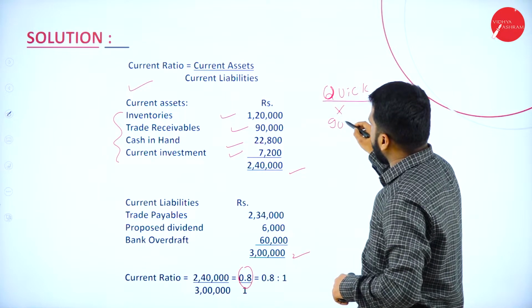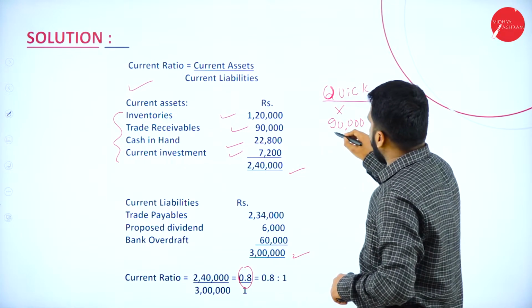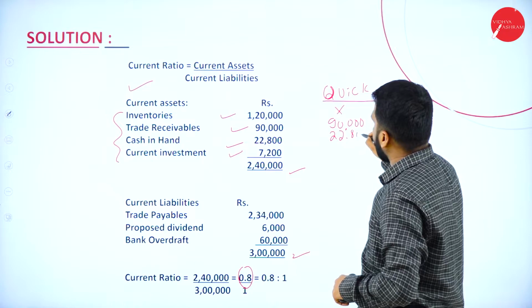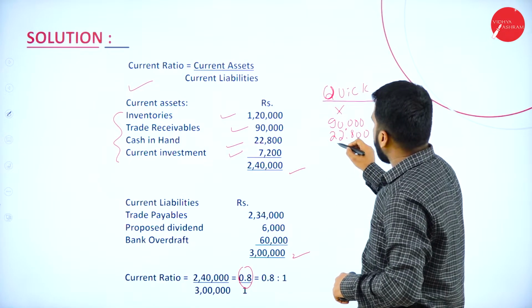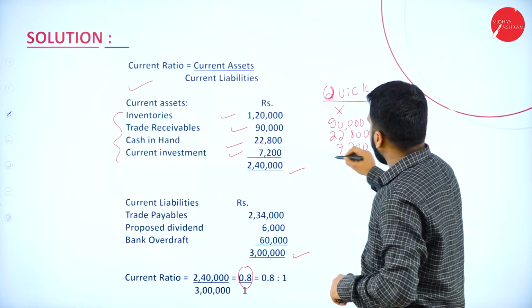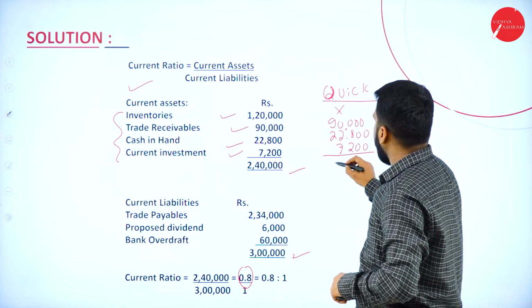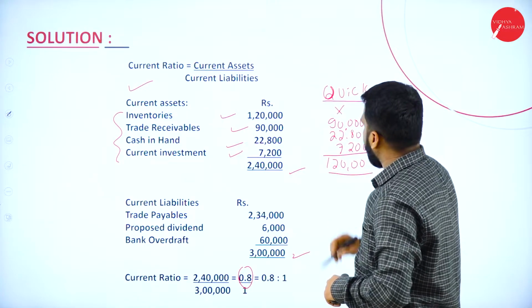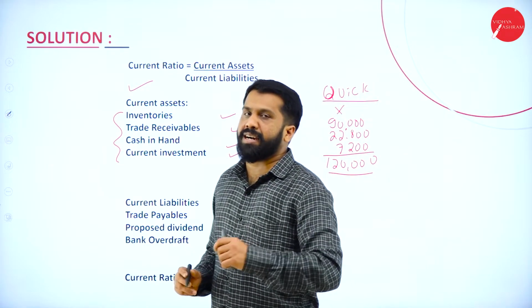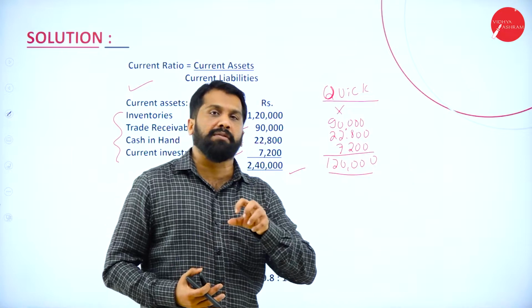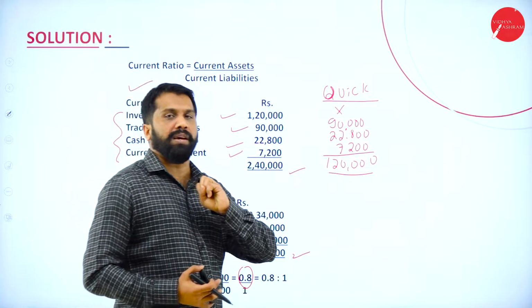Receivable is 90,000. Your cash in hand is 22,800. Your current investment is 7,200. What is the total? Almost 1 lakh 20 is your quick asset. So which are the things we have removed? Remember, two things we have removed.